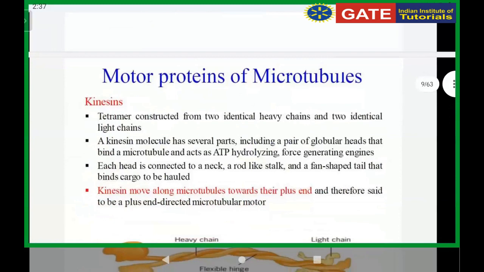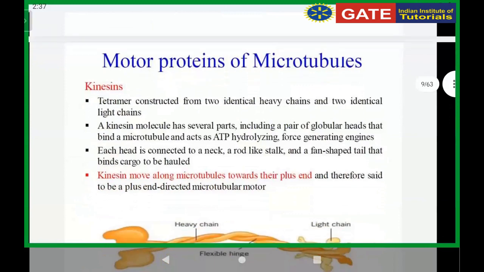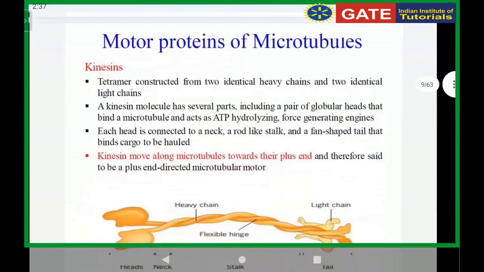First one, kinesin. Two motor proteins are there in microtubules. First one is kinesin. So kinesin is a tetramer. Kinesin is a tetramer consisting of two identical heavy chains and two identical light chains. Here these two are the heavy chains, and these two are the light chains.